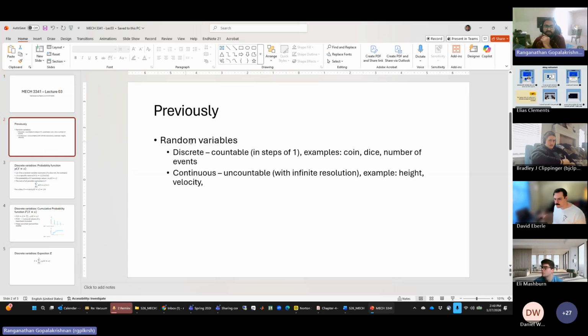So last lecture, we were talking about random variables, and we discussed that there are discrete and continuous variables. Discrete are those that are countable in steps of 1, like using a whole number, like a coin toss or a roll of a dice or a number of events of something, or number of objects. And continuous are those which are usually uncountable with infinite resolution, such as height, velocity, temperature, length, anything that is usually physical and doesn't have any set theoretical limit on whether it's discrete or continuous.